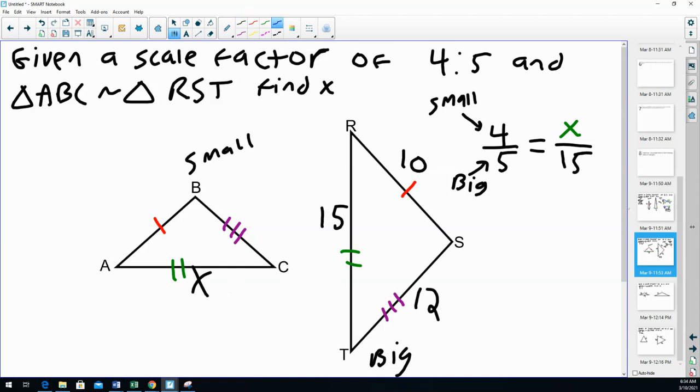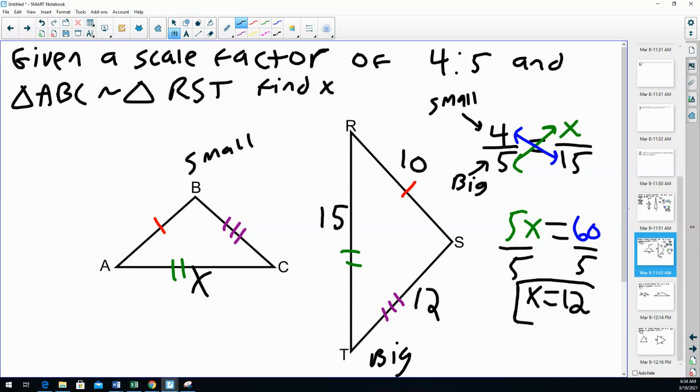Now we cross multiply. 5 times X is 5X equals 15 times 4 is 60. And we're going to divide both sides by 5, and X will be 12.